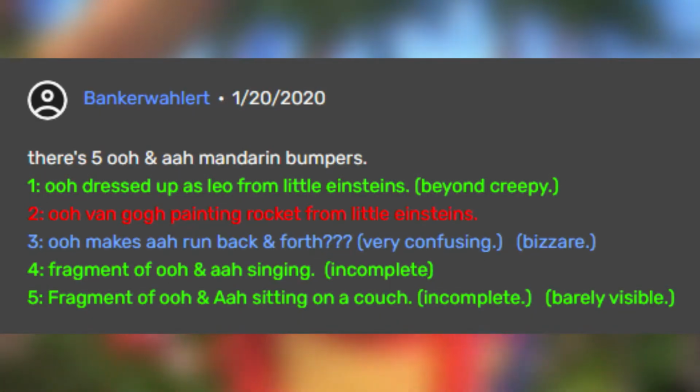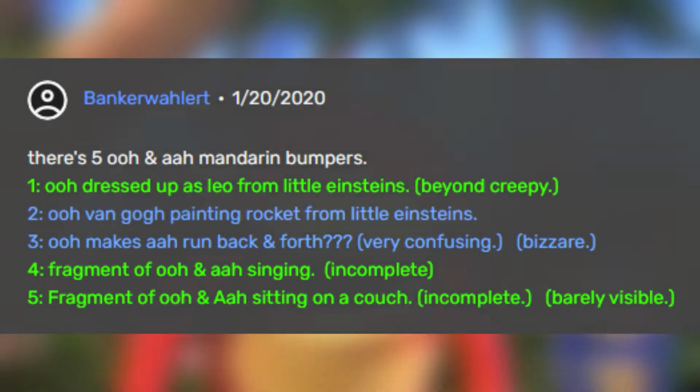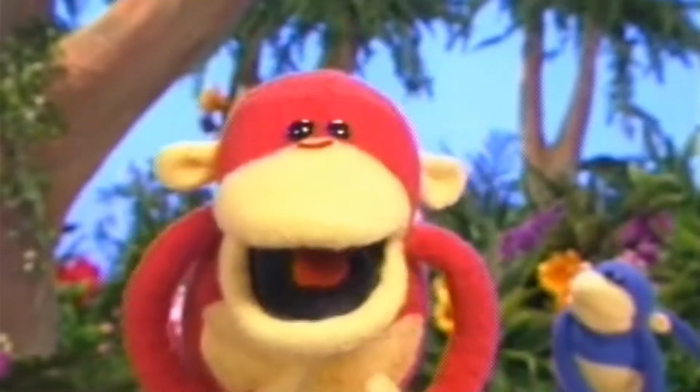which checks the third bumper on that list, but it's not in its Mandarin dub. Almost 2 years later, the Retrovault's TV archive received a tape from Yobak Sip that contains the Ooh and Aah Vengu Painting Rocket bumper, which also means that this bumper was already found.